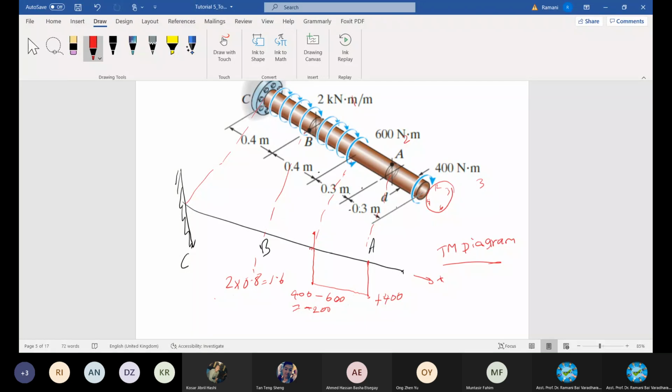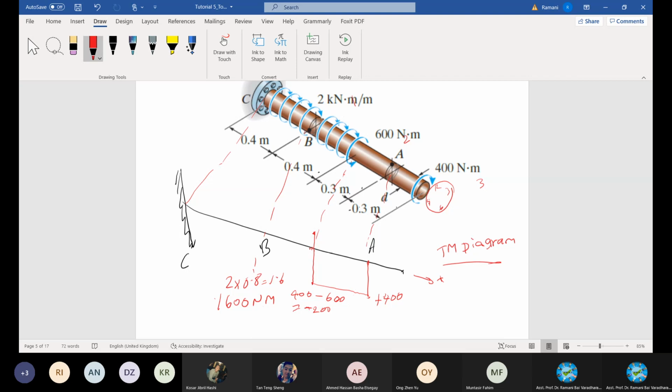The point load acting in the middle of this portion will be 1.6, all right? 1.6 kilonewton, right? Change to Newton meter. It will be 1600 Newton meter, correct? Because this is in kilonewton meter, right? So we need to change kilonewton meter to Newton meter. So I get 1600 here.